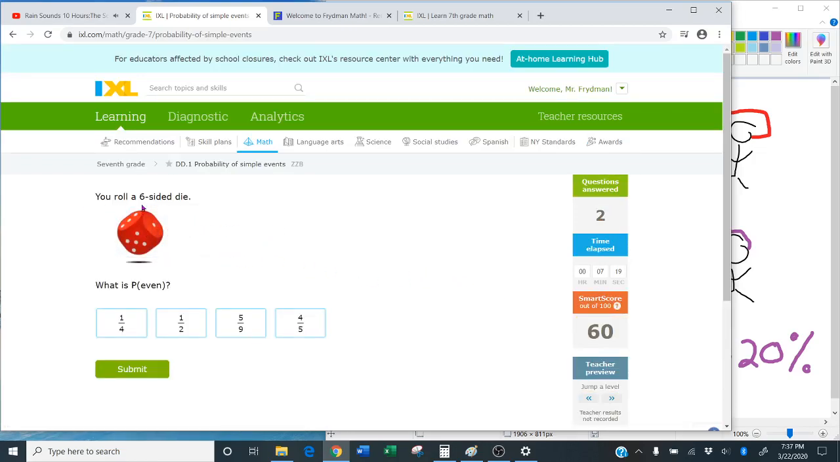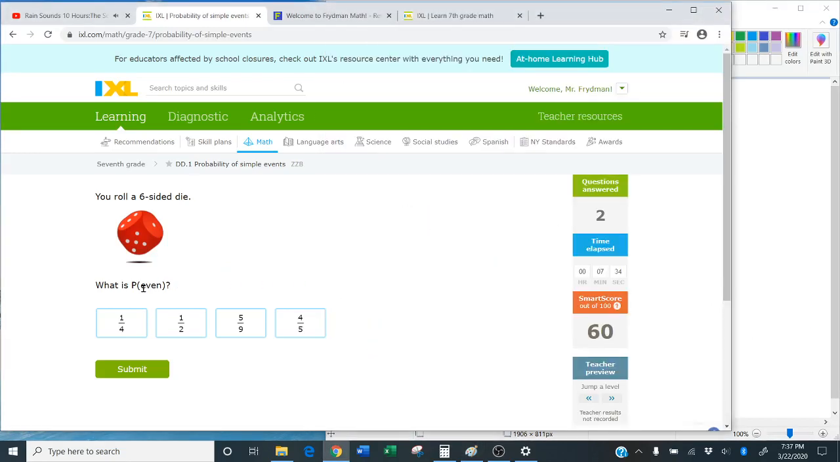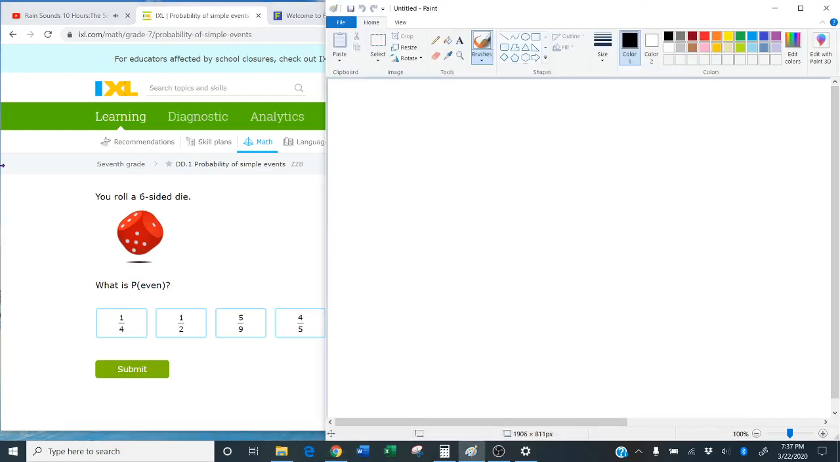Okay, you roll a 6-sided die. What is the probability of that die coming up as an even number? All right, so what does that mean? When it says P and then in parentheses even, that means the probability of getting an even number. So if I roll a die, what outcomes could I get? I could get a 1, a 2, a 3, a 4, a 5, or a 6.